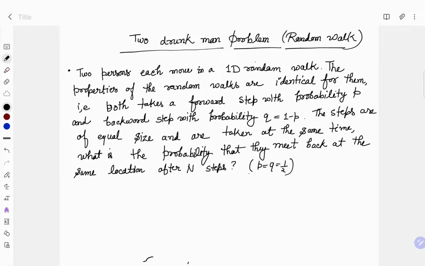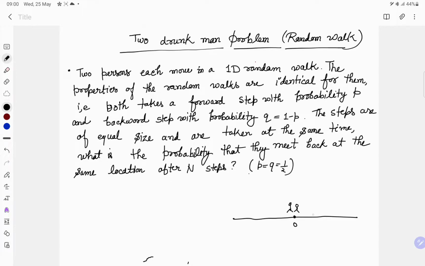Hello everyone. In this tutorial, we shall discuss the problem of two drunk men. This is a random walk problem. So the picture is like this. We have a 1D random walk, and let's say two drunk men. Their direction of movement is random. They start from the origin, let's say 0.